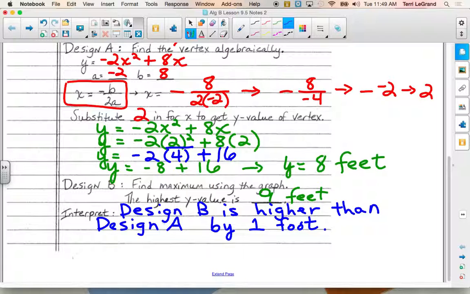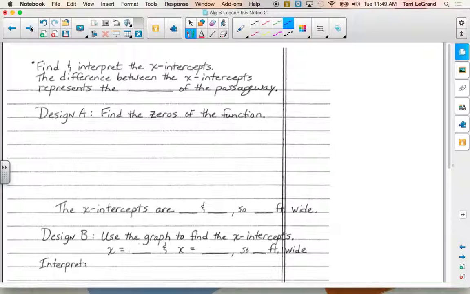Okay, then let's go to the back side now. I'm gonna guess the next one is the second bullet point. We're supposed to compare them by their x-intercepts. So find and interpret the x-intercepts. The difference between the x-intercepts. Okay, let's stop and process here for a moment. I want you to think about these archways. Here we have these archways that are upside down U's. And the x-intercepts are where they cross the x-axis, which would probably be what in the real world?